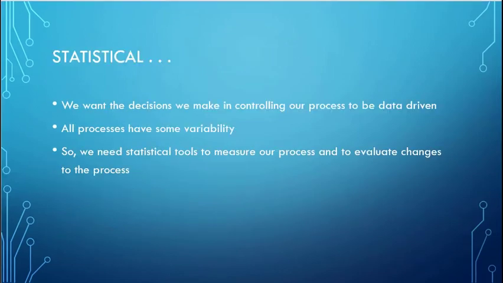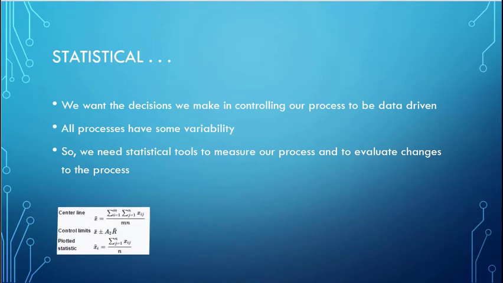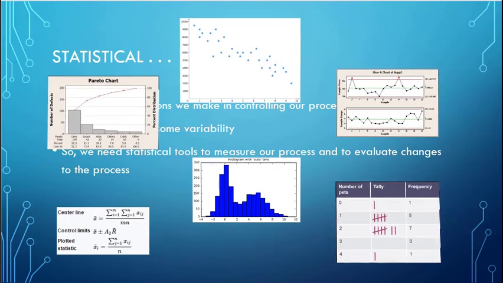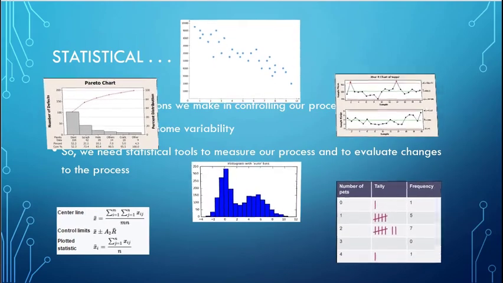So when we're making decisions about how to improve the process, we want those to be based on data about the process. This isn't about how you feel, it's about what you can measure and how you can improve it. But the challenge in this is that all processes have some variability. The numbers are not going to be the same all of the time. So in order to manage that variability, we need some statistical tools to measure our process.